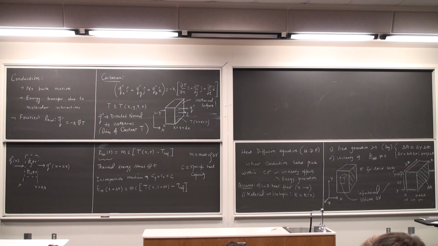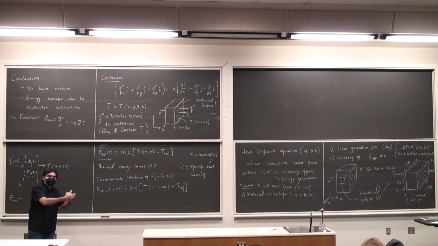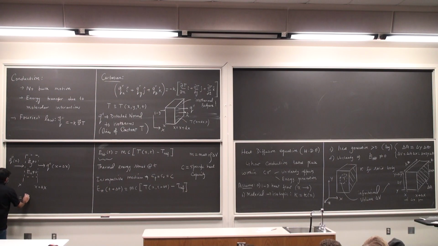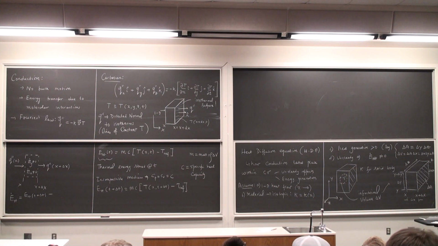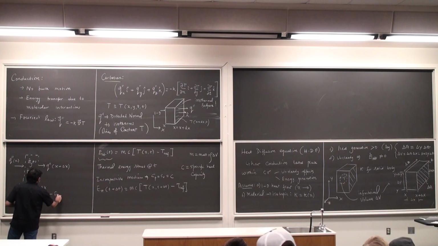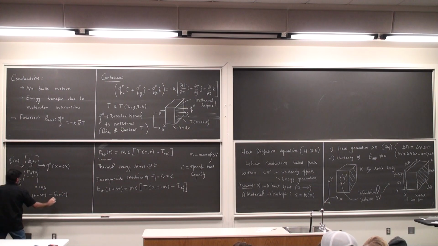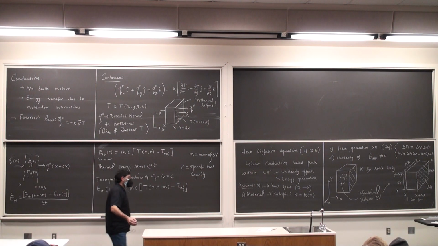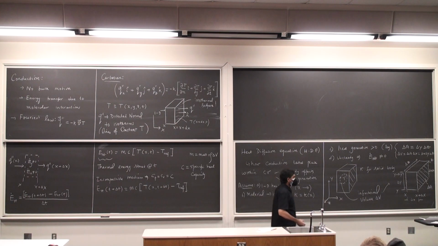And I'm going to write down E dot stored now. Looking at finite length, not infinitesimal as yet, I can say this is E stored at T plus delta T minus E stored at T, divided by delta T. Some average change in the stored thermal energy over a time interval delta T.